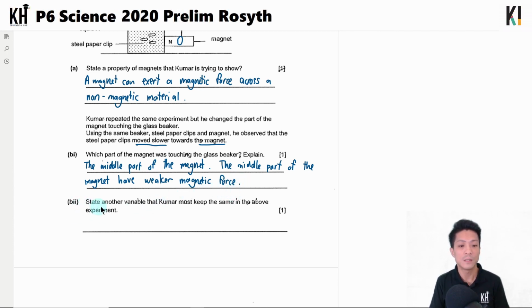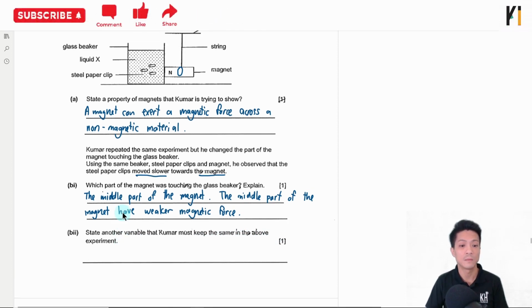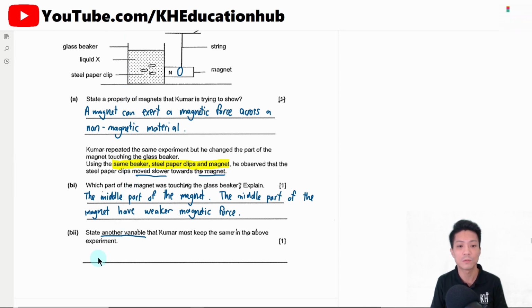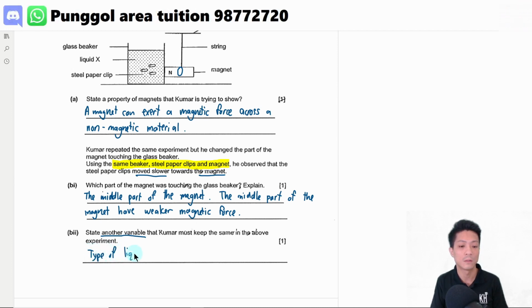Okay. State another variable that Kumar must keep the same in the above experiment. Okay, so the keyword is another variable, so you want to make sure that you know which are the variables that the question already mentioned. Same beaker, paper clips, and magnet. Okay, so maybe you want to talk about the type of liquid. Okay, so the type of liquid must be the same.